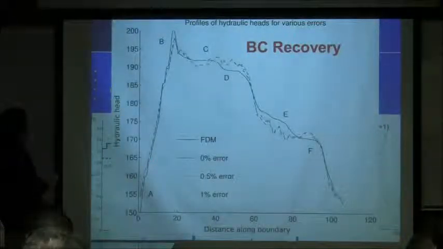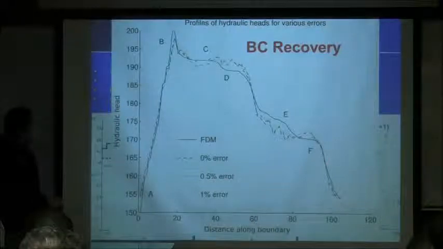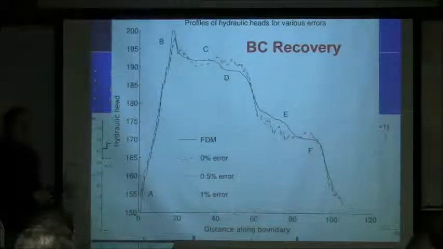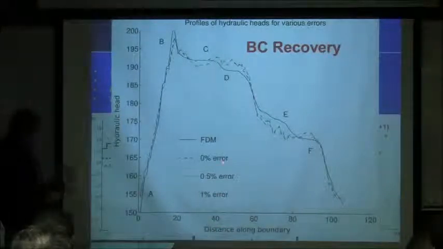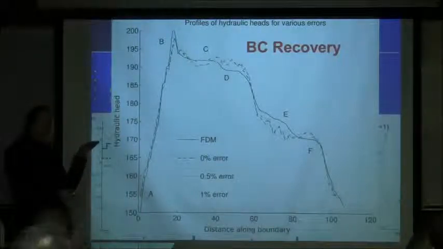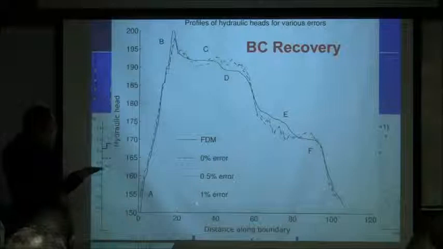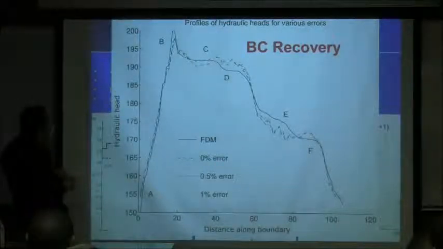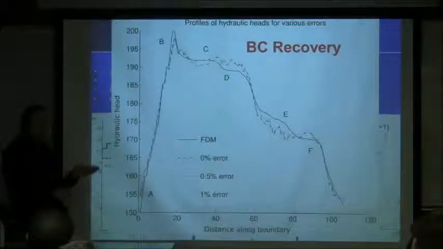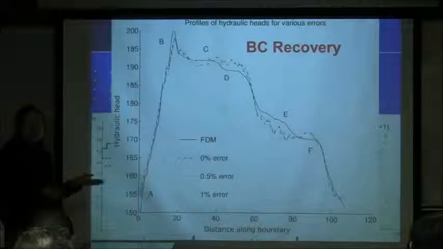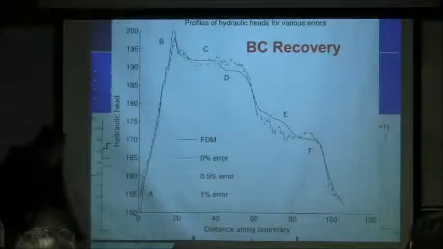So the solid line is the finite difference method true boundary condition. We assign the boundary. The dashed lines are the boundary condition obtained from the inverse solution. And we have three of them because we add measurement errors to the measured data. If you measure water level, this measurement has noise. So when I increase the magnitude of noise, we get worse results in recovering the boundary. As expected, if your data contain too much noise, no method will really work. So that's the idea.